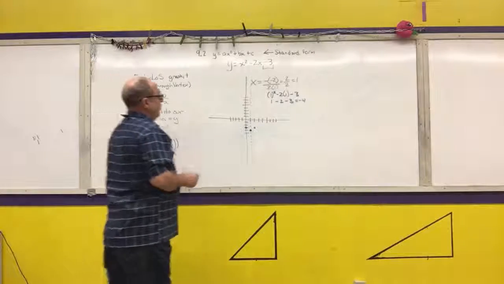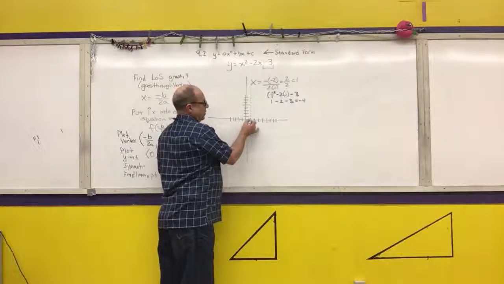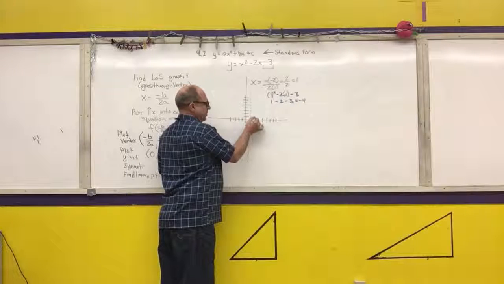So let's see what we have here. I've got that integer value, so I'm going to put little x's here for the integers I have.